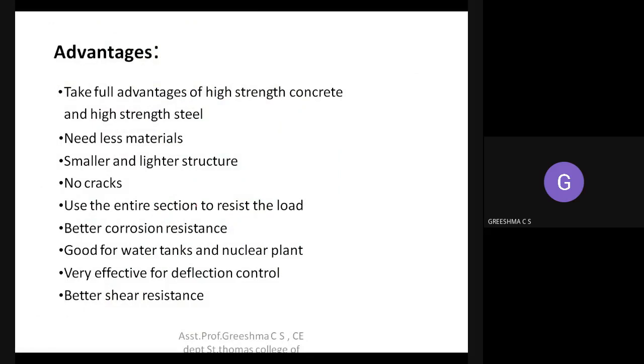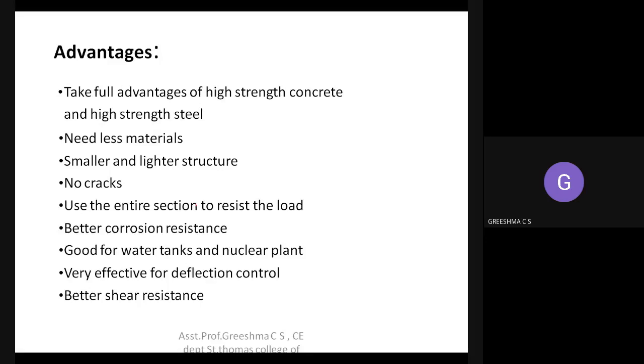No cracks will be formed. That is one big advantage we can say. There will not be any cracks. It can use the entire section to resist the load. Here, the entire unit is resisting the load.